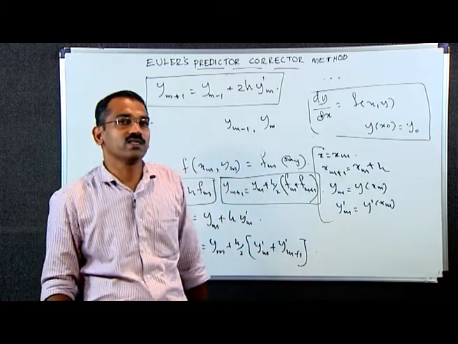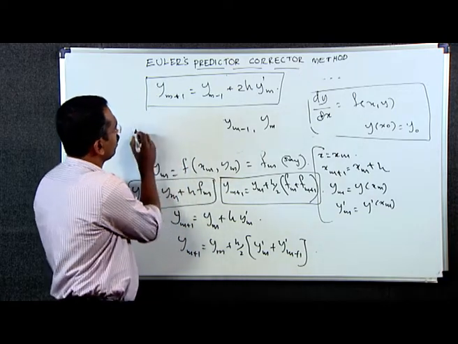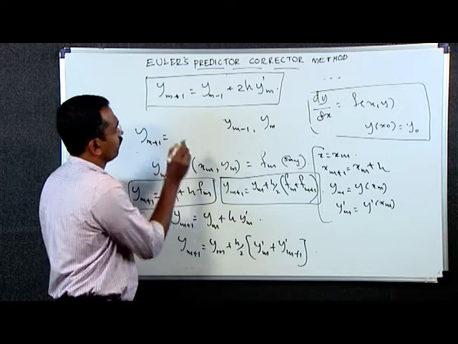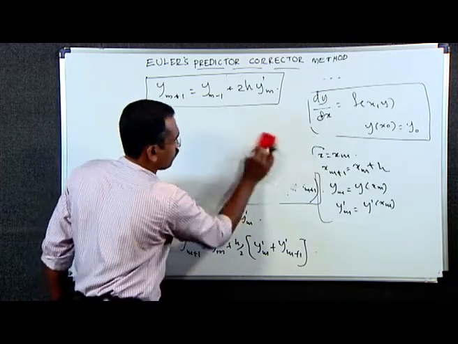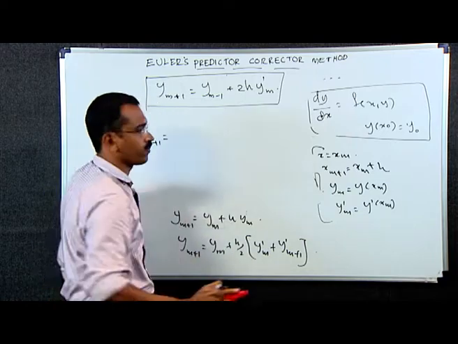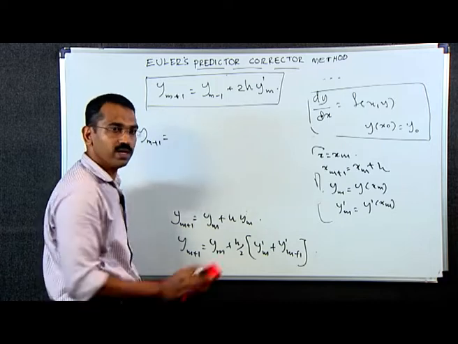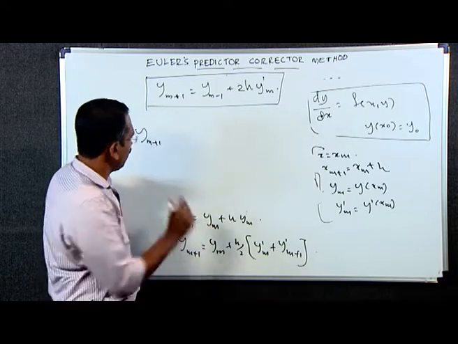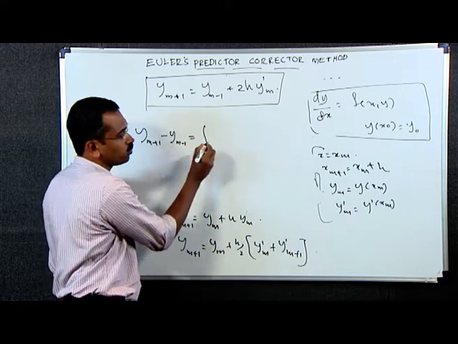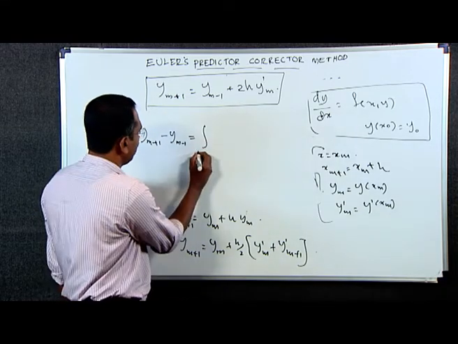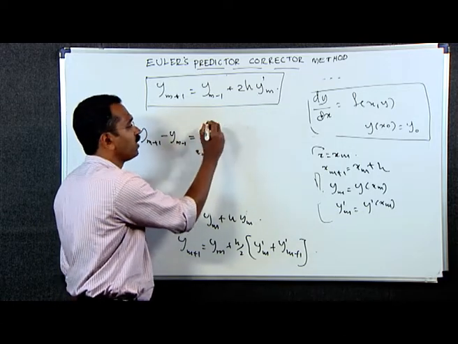This formula is derived as follows: ym plus 1 minus ym minus 1 is equal to integral from xm minus 1 to xm plus 1 of y dash dx.